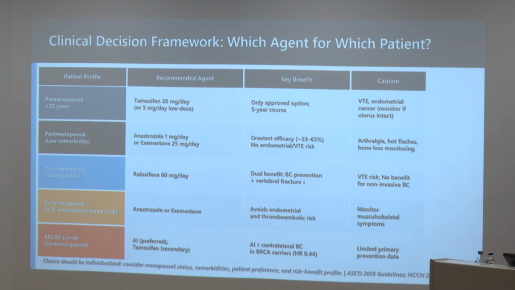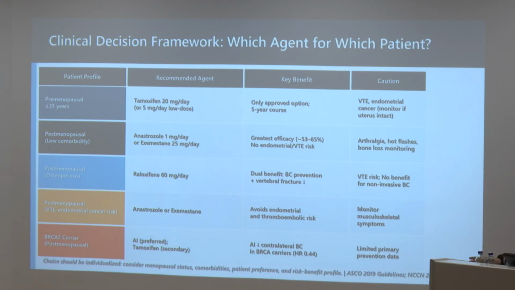So, in general, for those who are perimenopausal but over 35 years, tamoxifen is the first line, but I think 5 milligrams should be the standard. The key benefit is that this is the only approved option with a 50% decrease in high risk. But there's a risk, of course, with endometrial cancer and thromboembolism.